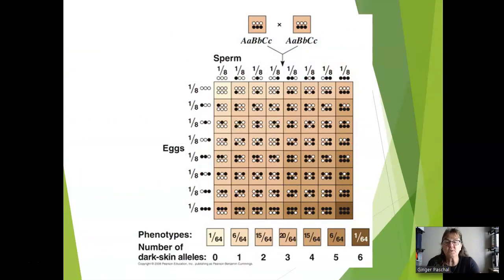So we can do the same thing with skin color. And this is not a racist thing to talk about. This is just talking about the differences in skin color and acknowledging that we do have different skin color. So that is affected by many different genes. So this is polygenic.